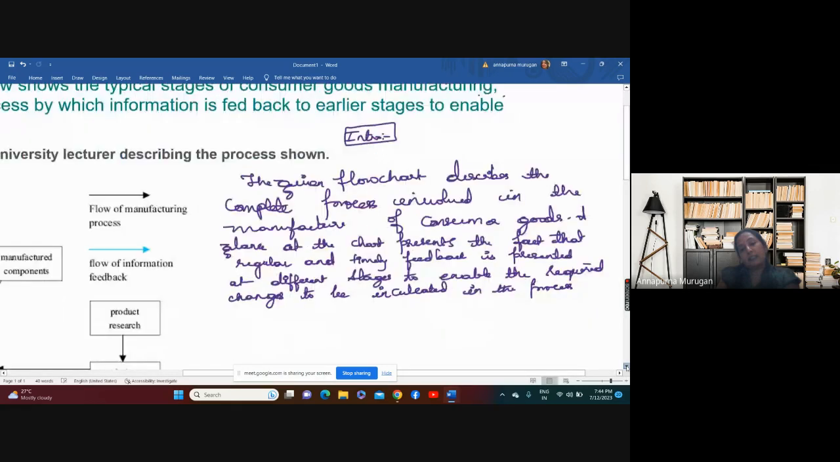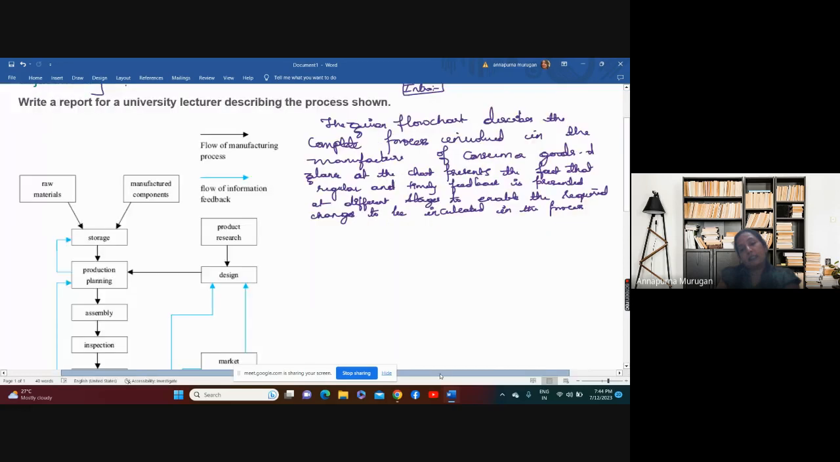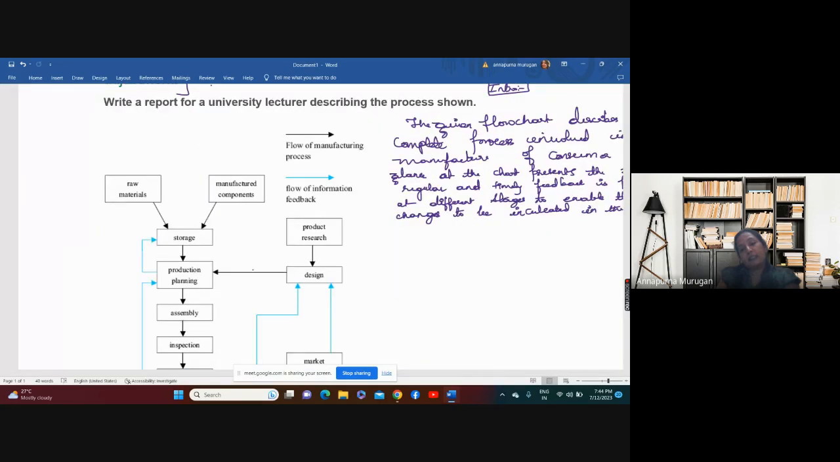Guys, got it? See, it's so simple, isn't it? We are not basically trying to do anything, we don't want any kind of external information, whatever they have given. See, I did not even look at this.